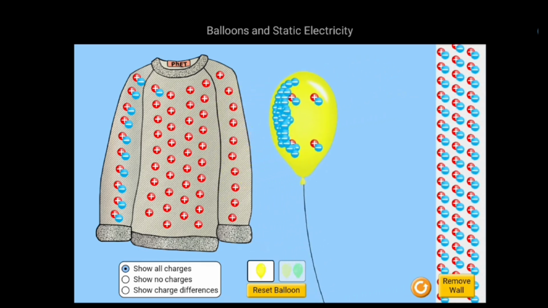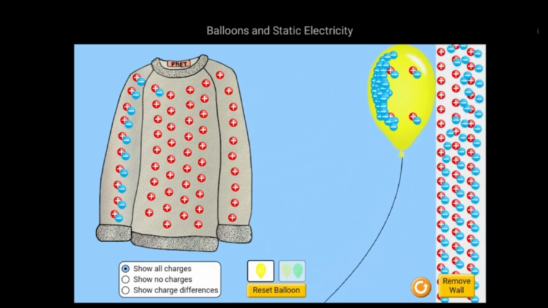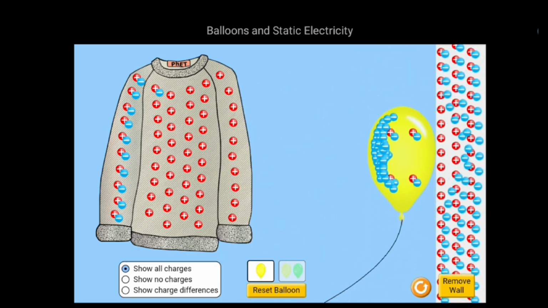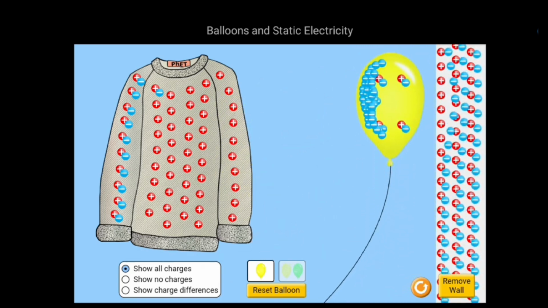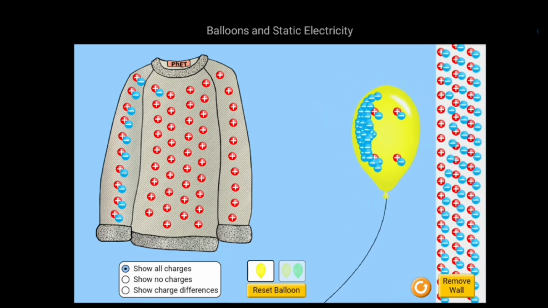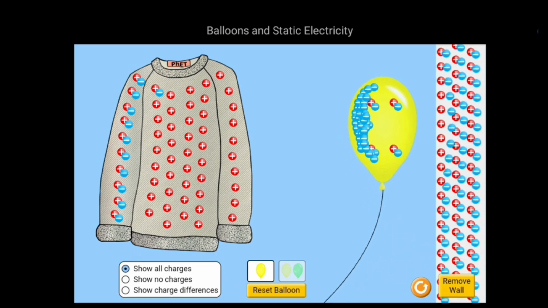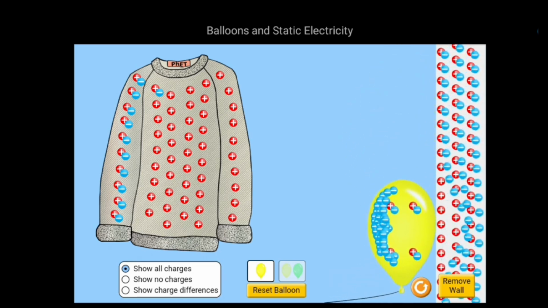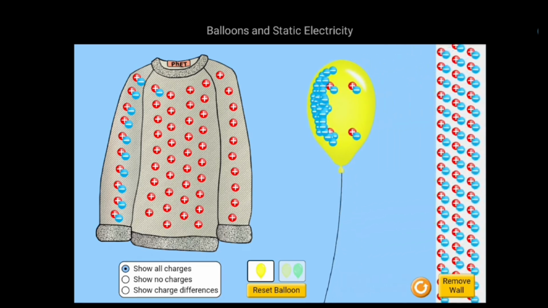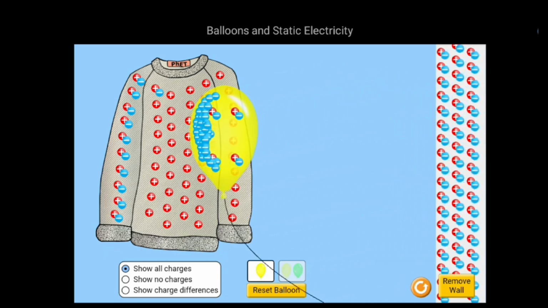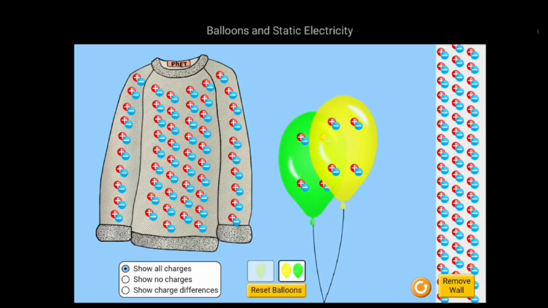Safety and uses of static electricity. While static electricity can be fun to experiment with, it's important to be aware of its potential risks. For instance, static electricity can cause sparks that could ignite flammable materials. This is why it's crucial to discharge any built-up static before handling sensitive equipment like computers or electronics. In fact, many electronic devices are designed with anti-static protection to prevent damage from static charges.